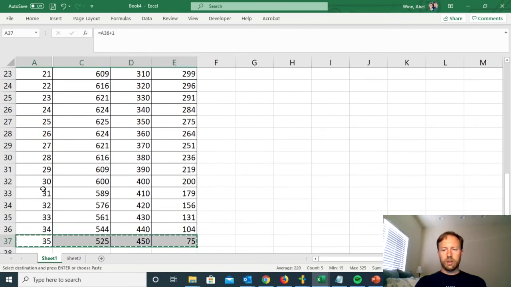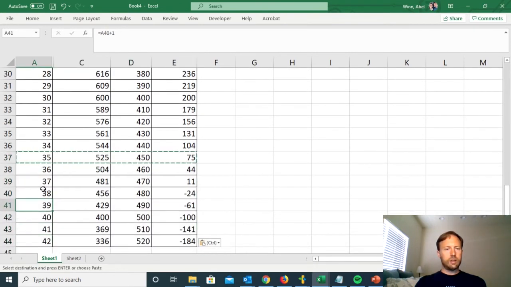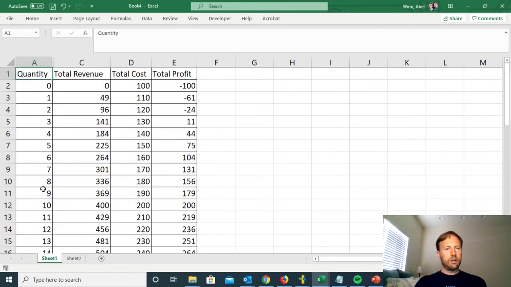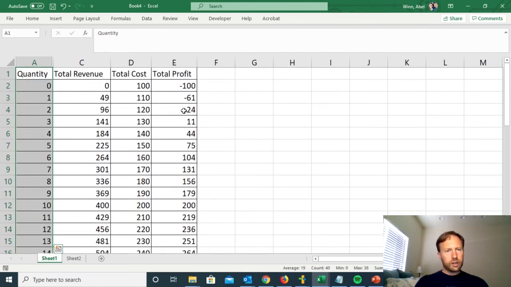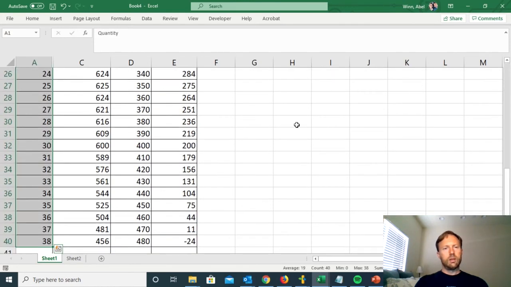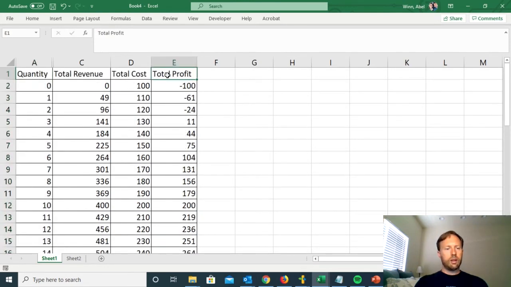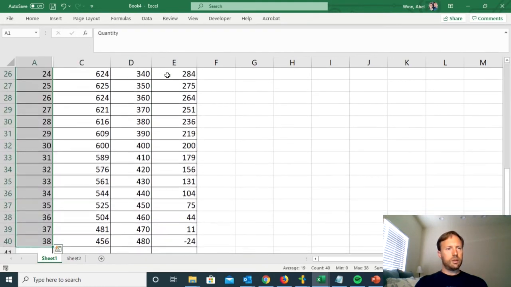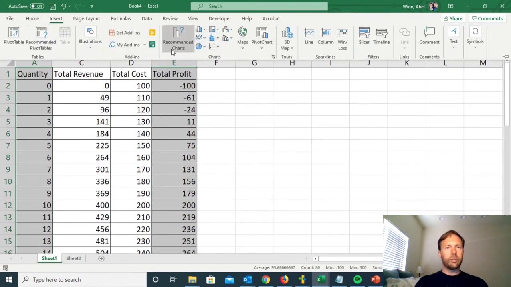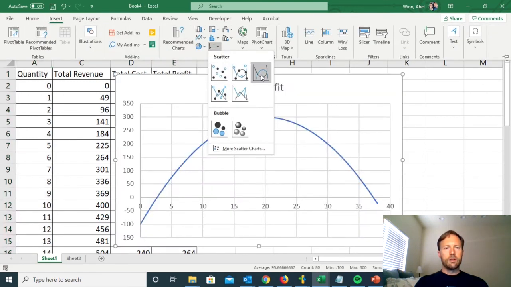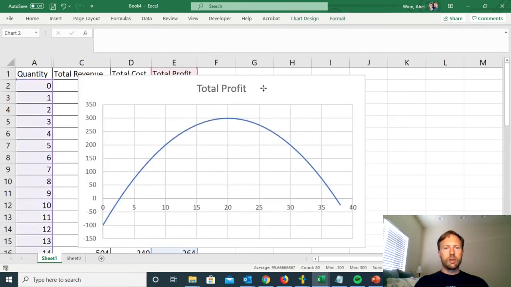And keep going until, there we go. Okay. So total profit, oh, actually, let's trim back. Start by looking at everything in both of these columns. And then we'll trim it back a little bit. There we go. So there's total profit.